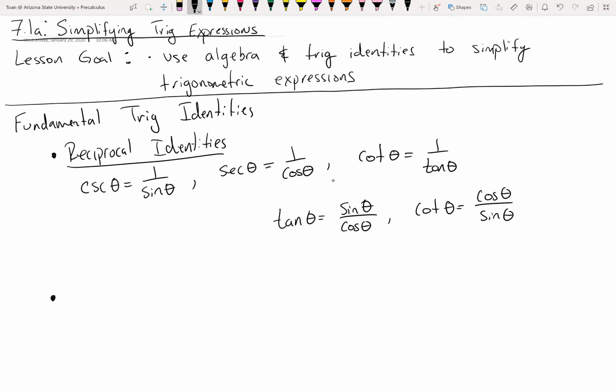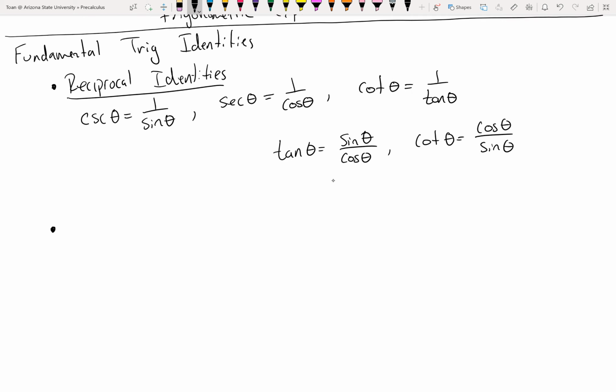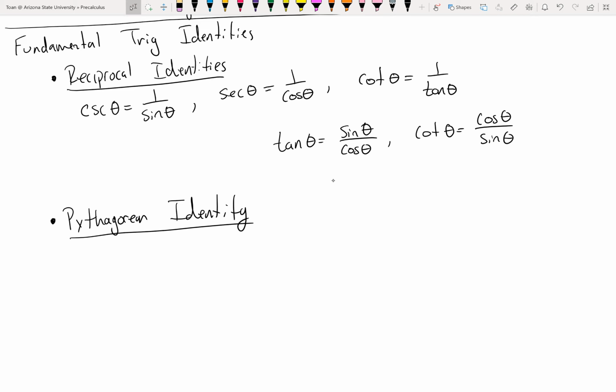The other identities that we talked about in Unit 6 were the Pythagorean identity, which was just the trig version of a squared plus b squared equals c squared. That said that if you have cosine squared and you add it to sine squared, it'll always equal 1. But we had two other variations that came about when you divided these by either sine squared or cosine squared.